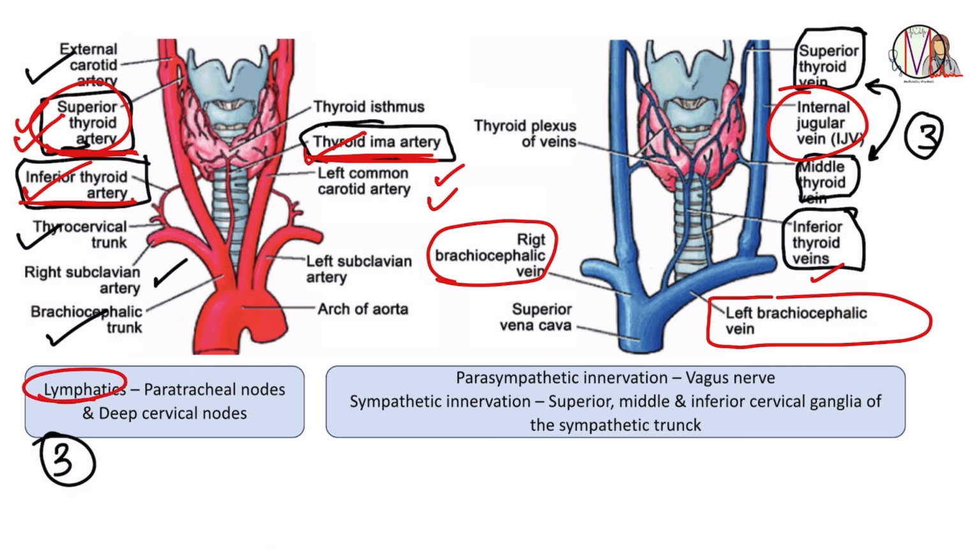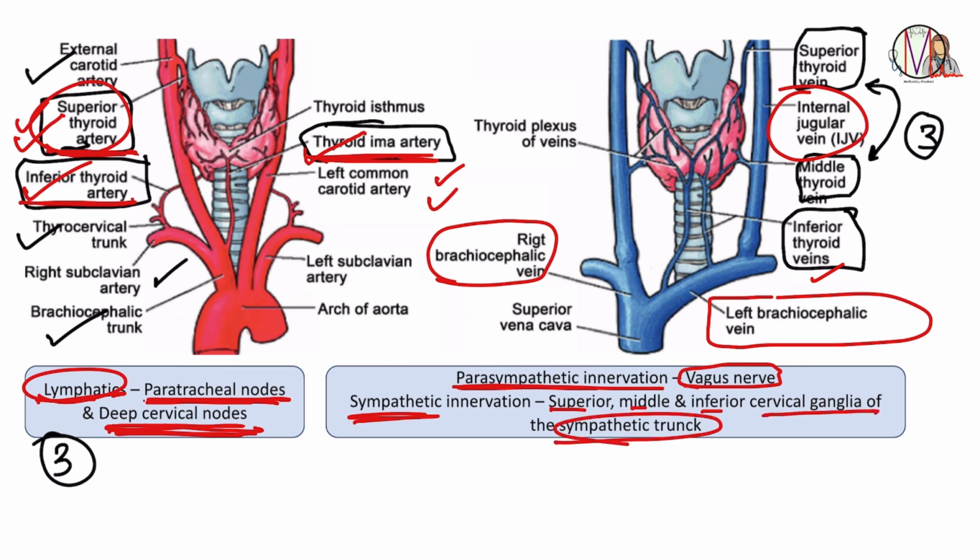For the lymphatics, it is paratracheal nodes and deep cervical nodes. Repeat, for the lymphatics, it has paratracheal nodes and deep cervical nodes. Now, the innervations. For parasympathetic, the vagus nerve, and for sympathetic, there are the superior, middle, and inferior cervical ganglia of the sympathetic trunk. Repeat, for parasympathetic, the vagus nerve. For sympathetic, there are the superior, middle, and inferior cervical ganglia of the sympathetic trunk.